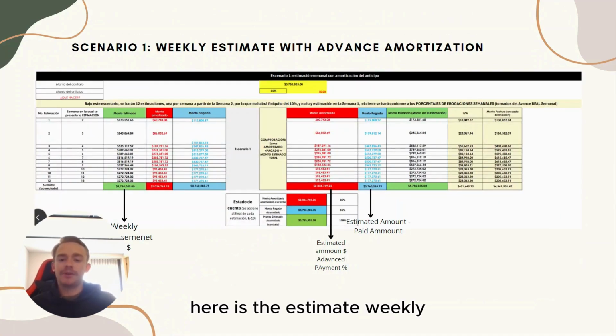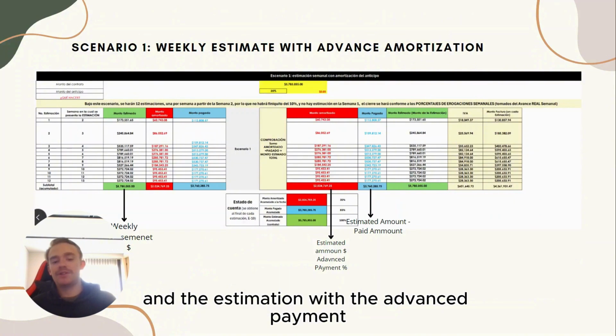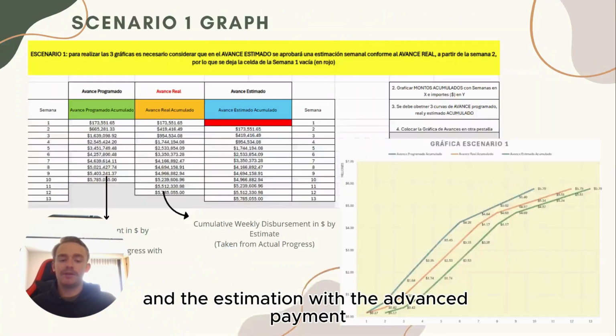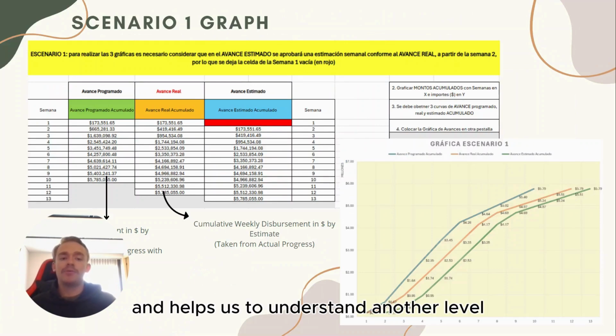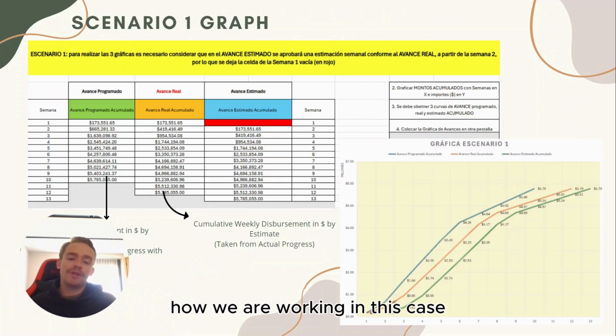Here is the distribution in weeks, given to us in money amounts, the estimated amount with the paid amount, and the estimation with the advance payment. Here's the first graph. It's a visual representation of how everything is going and helps us to understand on another level how we are working.